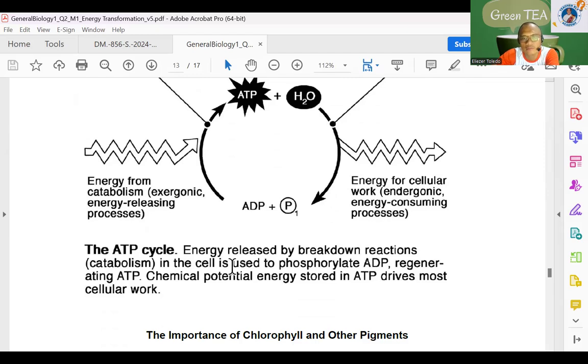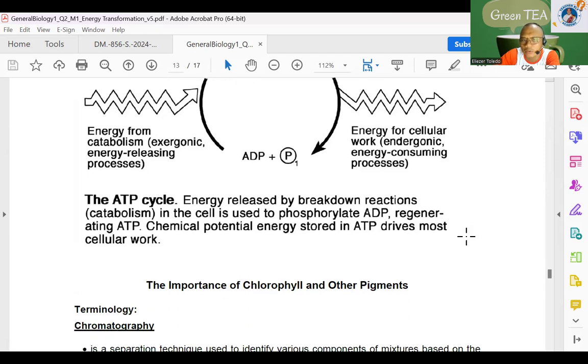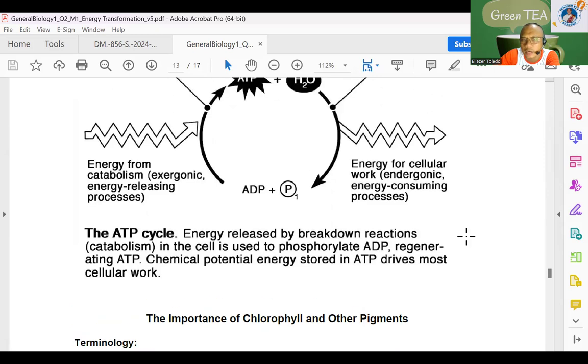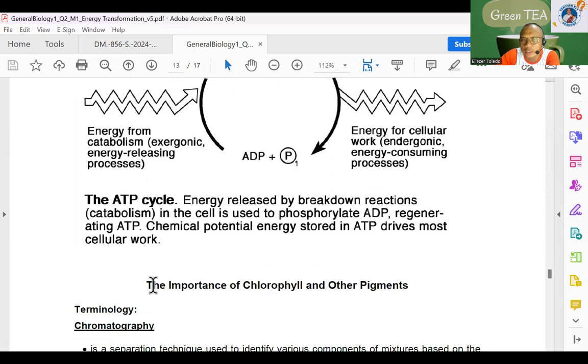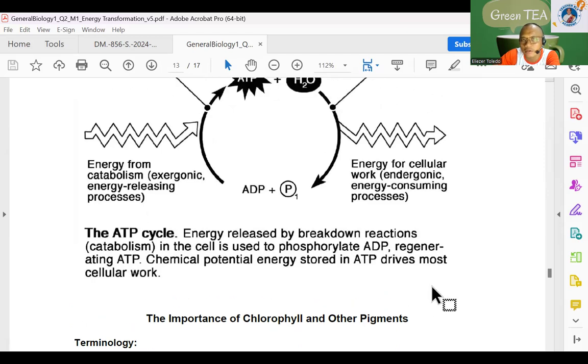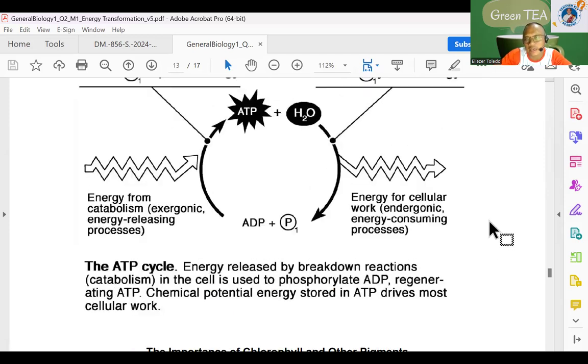That's the term. Phosphorylate is just breaking down and regenerating ATP. The chemical potential stored in the ATP drives most cellular work. As mentioned, that is the currency for energy in cells. Next is chlorophyll, so we will stop there, and that will be another discussion, basically for plants. So mostly this is the overview of what's going on with the ATP-ADP cycle.